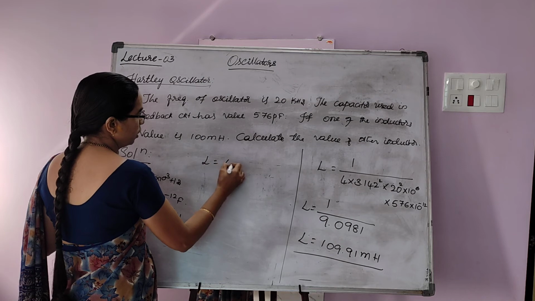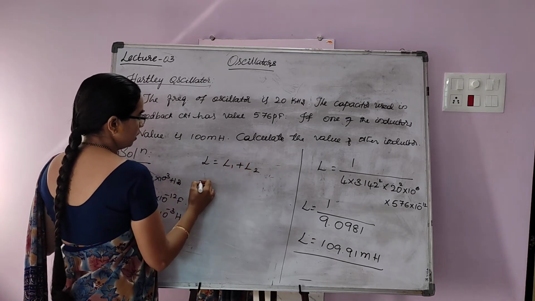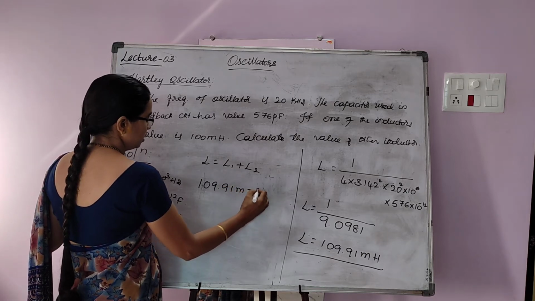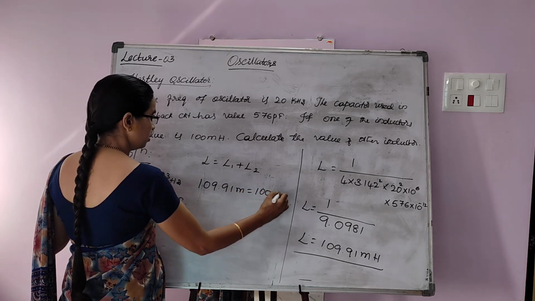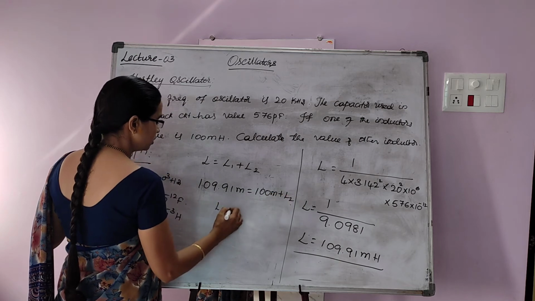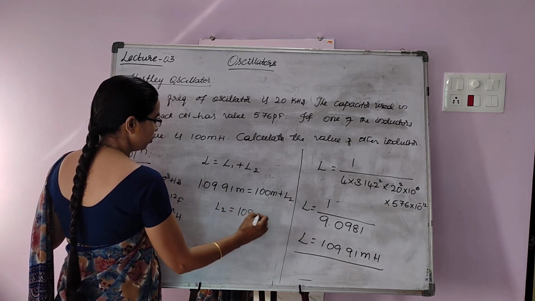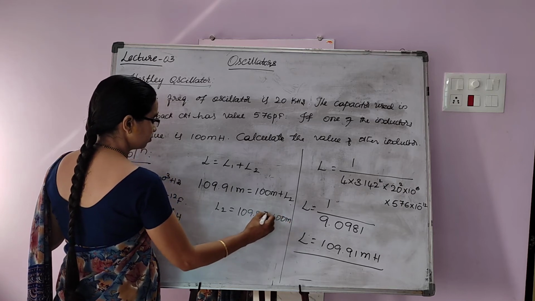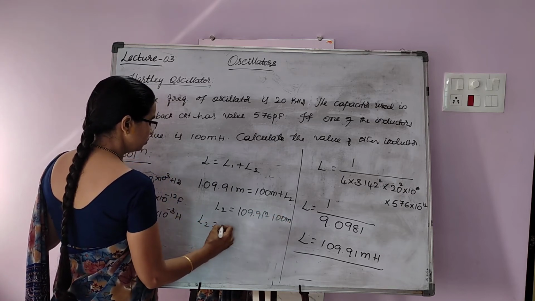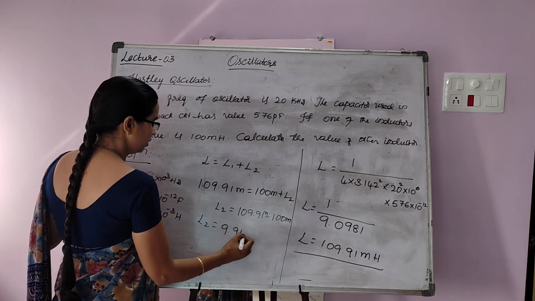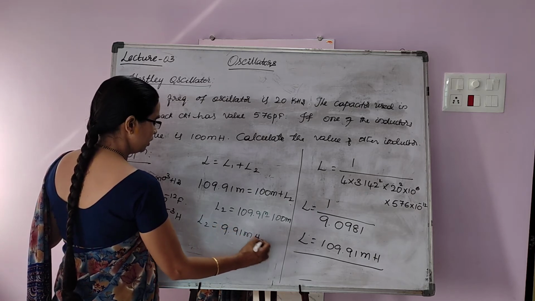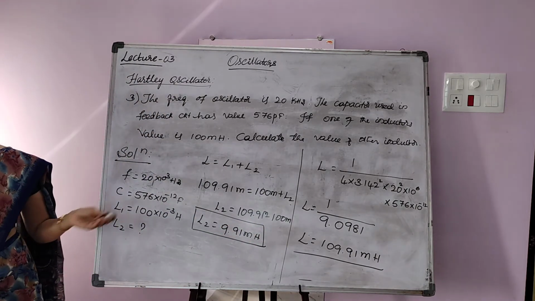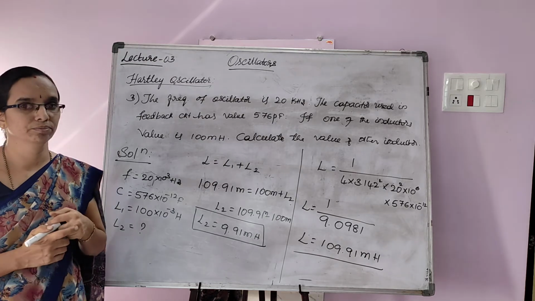L is equal to L1 plus L2. L is 109.91 milli. L1 is 100 milli plus L2 we don't know. L2 is equal to 109.91 minus 100 milli. L2 is equal to 9.91 millihenry you get. This is the value of L2.